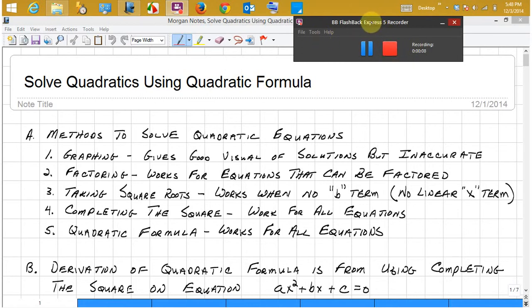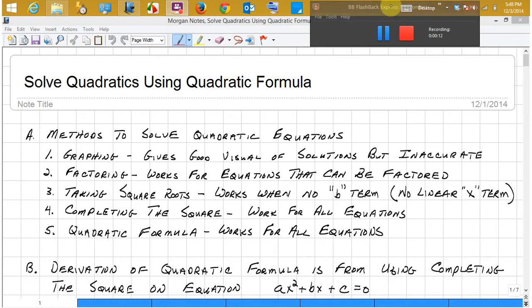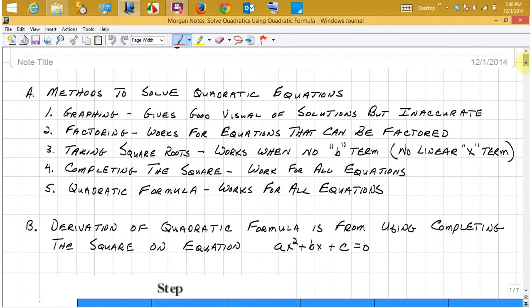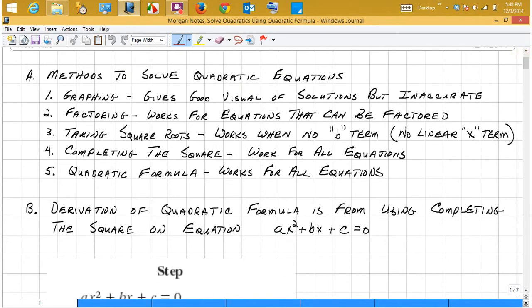Okay, in this video we are going to use the quadratic formula, and let's quickly review all the methods that we have to solve quadratic equations. One of the methods is that we could graph the quadratic equation and see where it crosses the x-axis. That gives us a good visual representation, but sometimes it's hard to find the solutions, especially if they're fractions, to see exactly where the quadratic is crossing the x-axis.